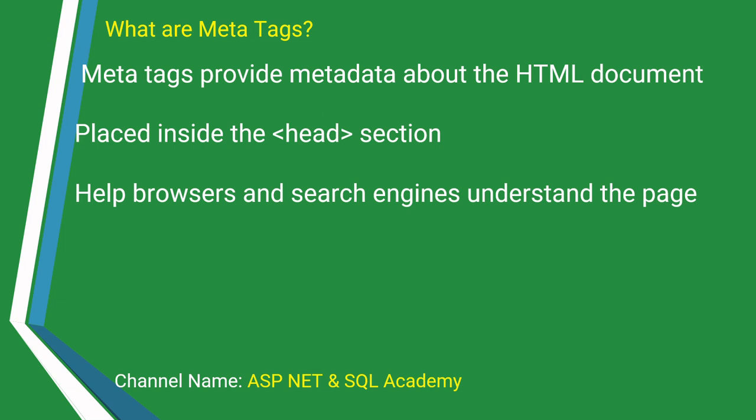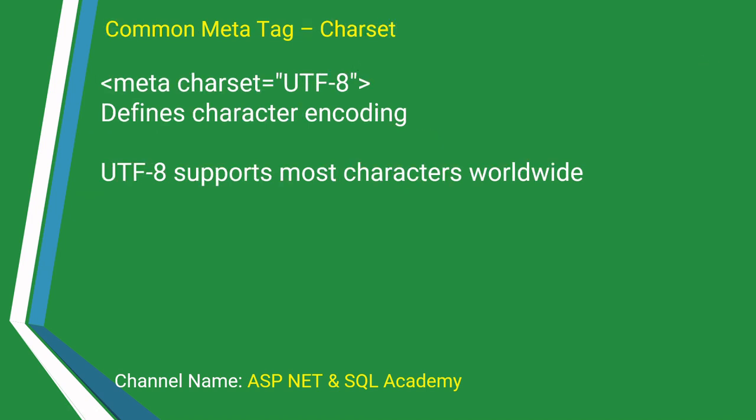Meta tags are snippets of information placed in the head of your HTML document. They provide metadata that helps browsers and search engines understand your web page better. The charset meta tag specifies the character encoding for the web page. UTF-8 is the most widely used encoding and supports nearly all characters.